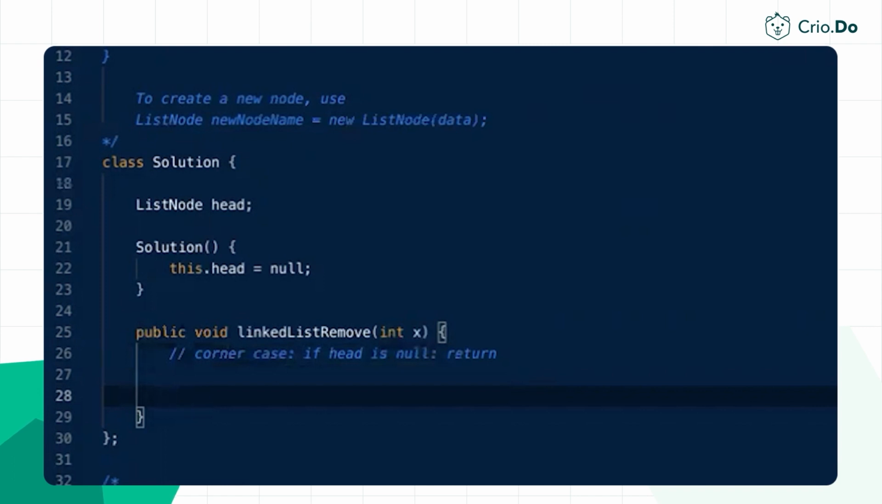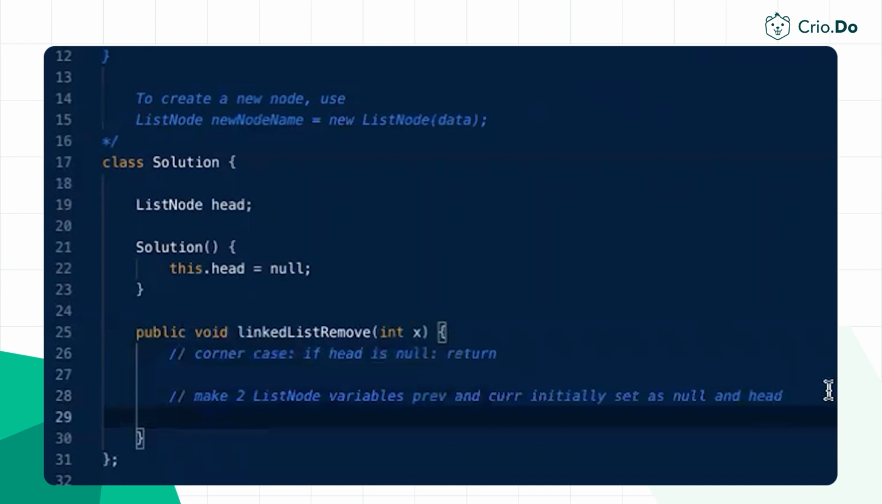Next, if it is not a corner case, then we obviously have to basically run a 2 pointer technique. So we will make 2 list node variables, previous and current, initially set to what? Initially set as null because the head node's previous was null and head node respectively. So initially the current will be starting from head.